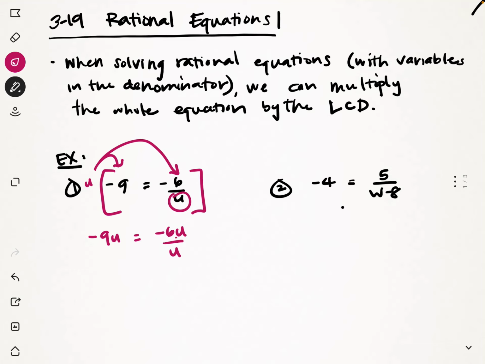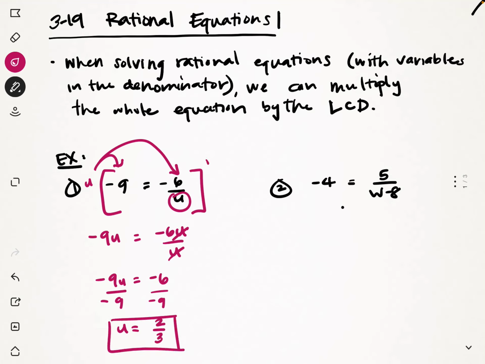And then we're going to cancel the u's because u divided by u is 1. 1 times negative 6 is negative 6. So we just have this one-step equation to finish off using our algebra. So we're going to divide by negative 9 to get rid of the 9 times u. And we're going to make sure we simplify this. So 6 and 9 are both divisible by 3. So we'd get 2/3. And then the two negatives would cancel out. It'd be positive.